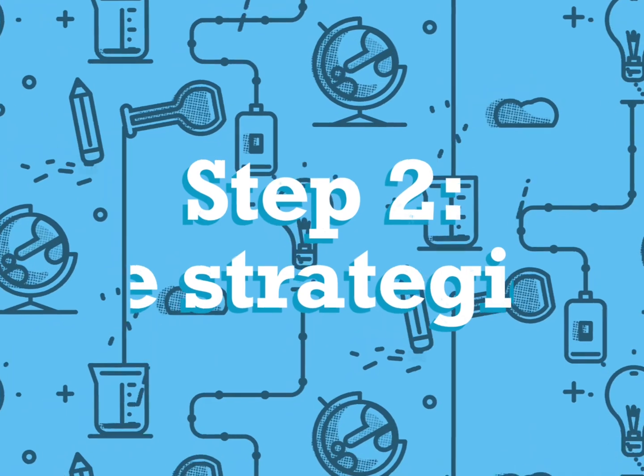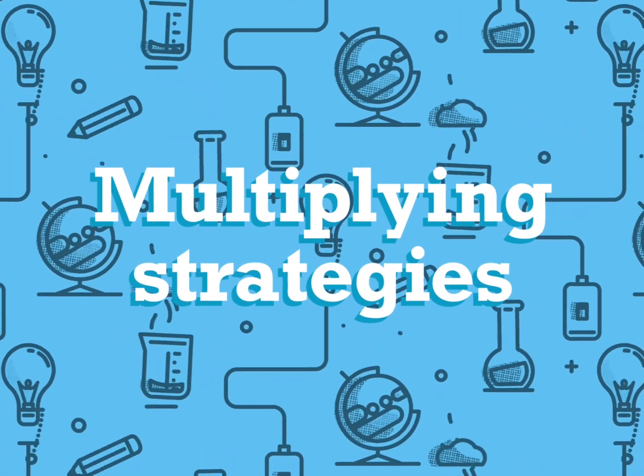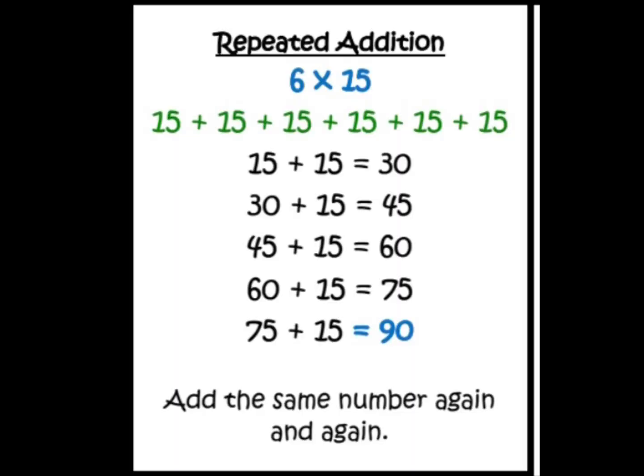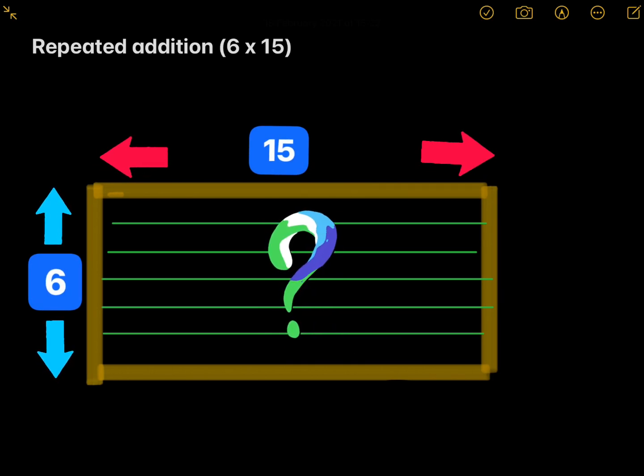Step 2. Use strategies. Let's look at multiplying strategies first. Repeated addition. Add the same number again and again. So 2 lots of 15 are 30. Add another 15 for 45, and so on, and so on, until you've got your 6 lots of 15. And here is repeated addition using a rectangle to represent the array.